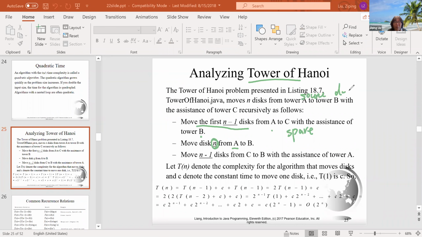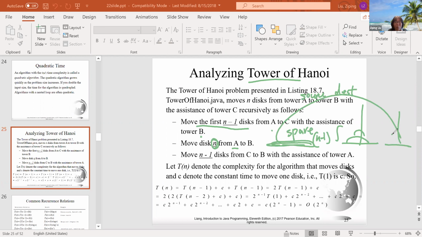Source, this is destination, B is destination. So we use the spare one. You assume the spare one is going to hold the top n minus 1, and then you have the largest one. So it's just one step: you move it from source to destination.